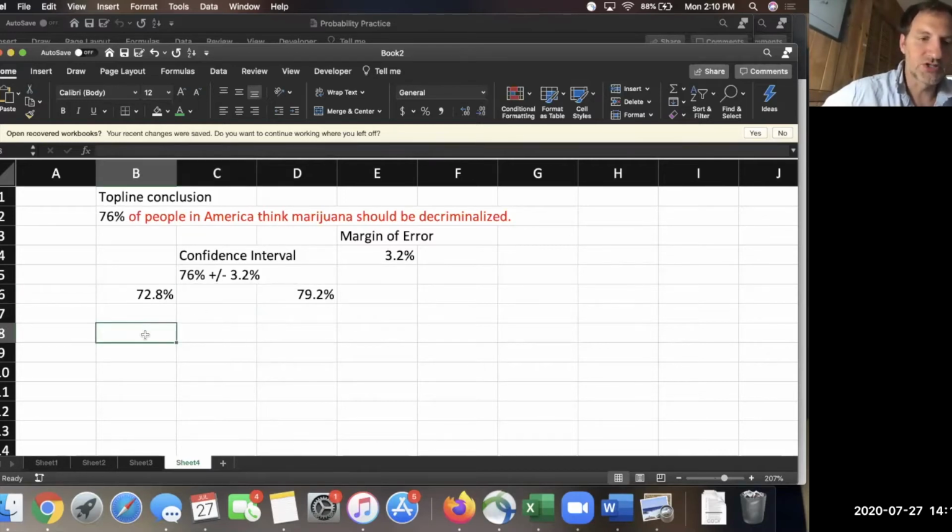All right, so let's try to make the sentence. The first part is a gimme. It should always be the same.